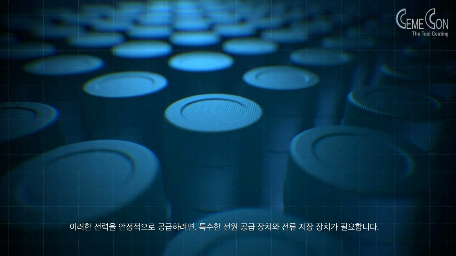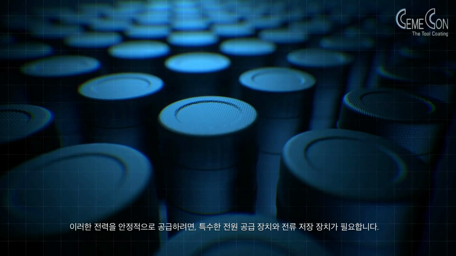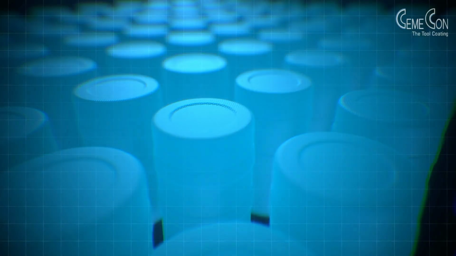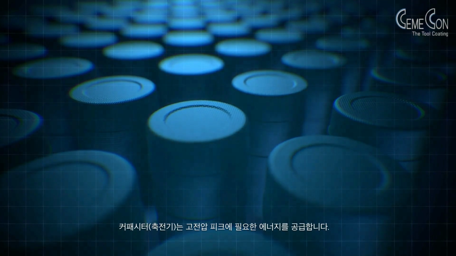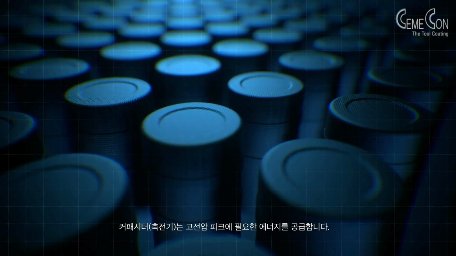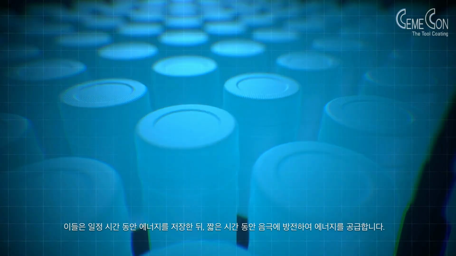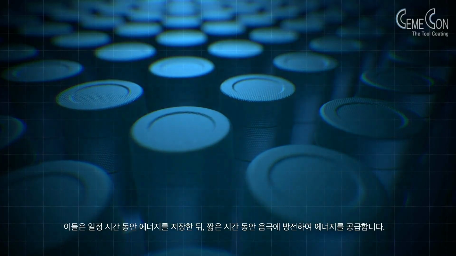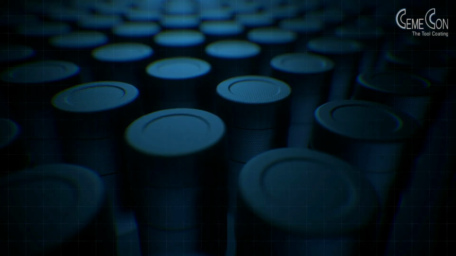Special power supplies and current storage devices are required to provide the necessary power. Capacitors provide the energy required for the high voltage peaks. These are charged over a certain time and release the energy to the cathode as a short discharge.